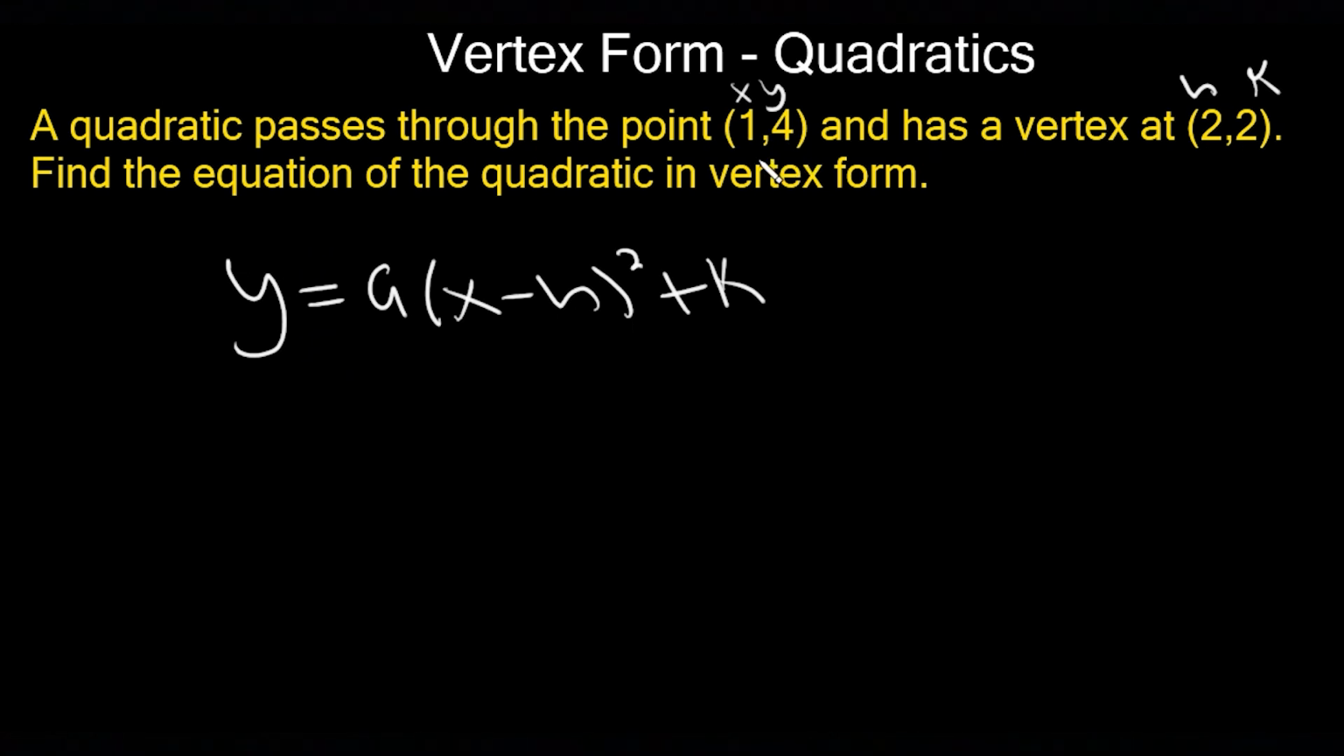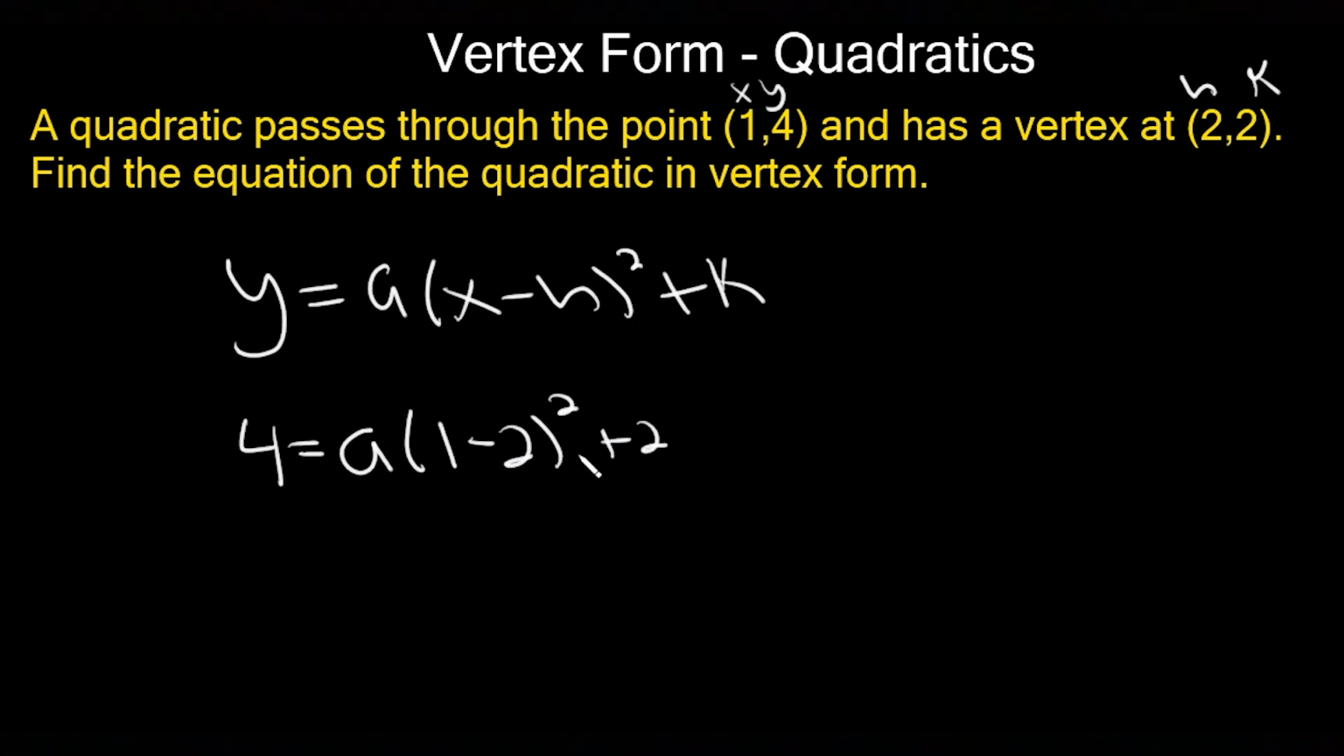So for example, I have a point (1, 4). That means my y value has to be 4. I don't know my a value. I'm going to solve for it. My x value is going to be 1. My h is 2. So when I plug it in, I get (1 minus 2), so negative 1, and then squared. And then my k is also 2, so plus 2.